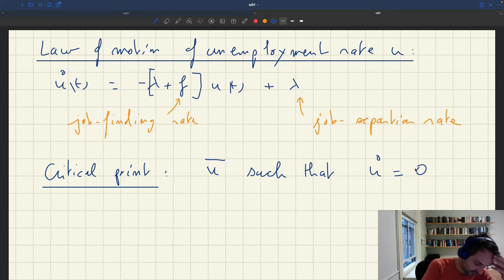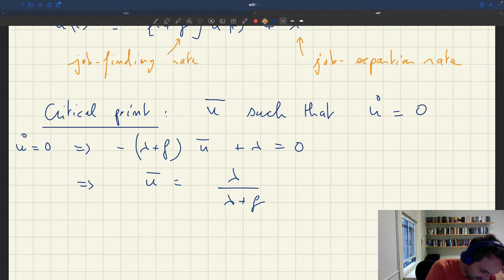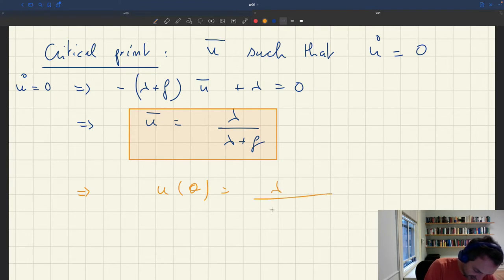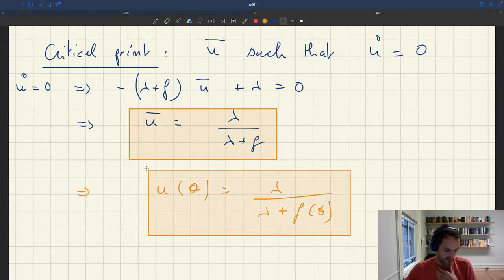So to have U dot equal to zero, we basically need minus lambda plus f times U bar plus lambda equal to zero. So U dot equal zero implies this, and that implies U bar is equal to lambda over lambda plus f. This is the critical point of our differential equation, and of course f, the job finding rate, is a function of theta. So you can rewrite the critical point as U of theta equal to lambda divided by lambda plus f of theta. So that's a critical point.